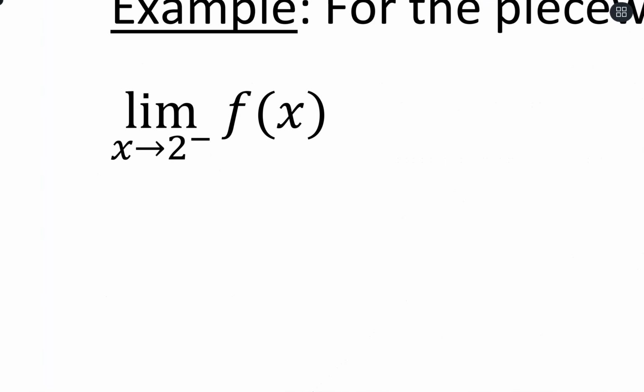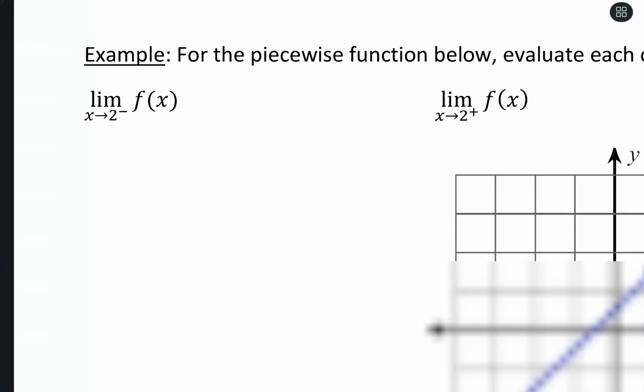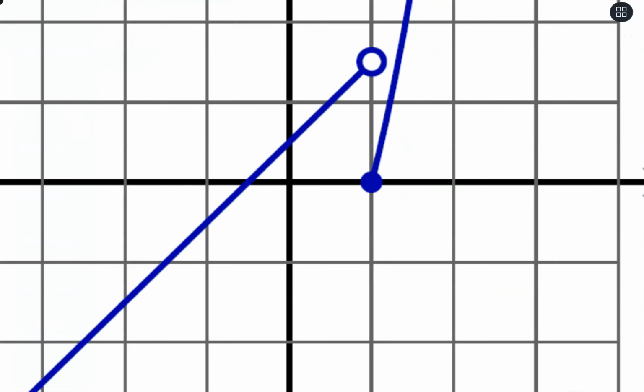So this notation here, I'm looking at the limit of our function that's graphed below as x approaches 2 from the left-hand side. So what I'm going to do is look at where x is equal to 2.